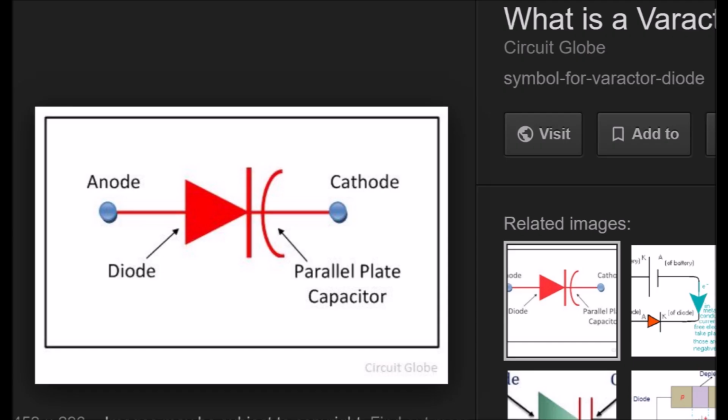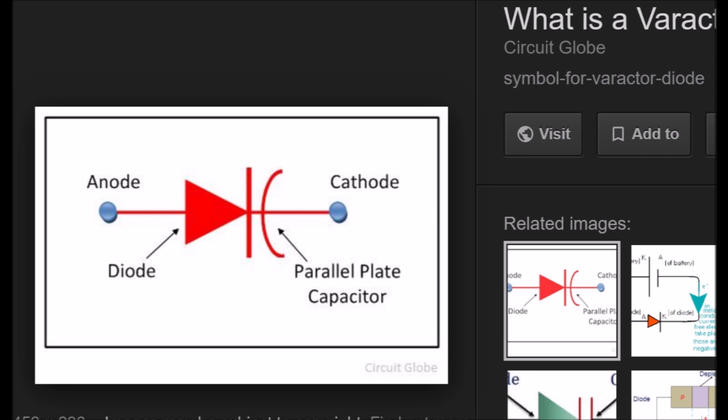A varactor diode is a p-n junction diode that changes its capacitance and the series resistance as the bias applied to the diode is varied. I'm going to read that again. A varactor diode is a p-n junction diode that changes its capacitance and the series resistance as the bias applied to the diode is varied.